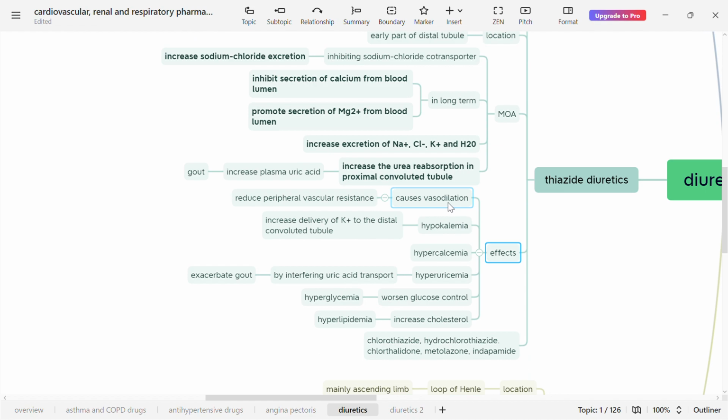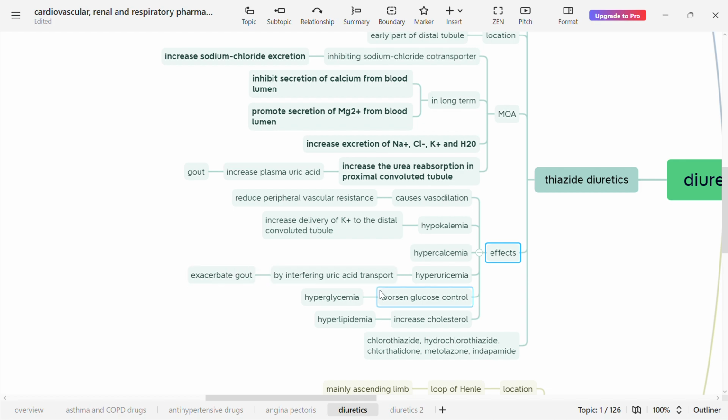First is vasodilation, because it reduces peripheral vascular resistance. The next one is hypokalemia, because of the excretion of potassium ion here. Next is hypercalcemia, an increase in the calcium level in our plasma, because it inhibits secretion from the blood in the long term. And hyperuricemia. Hyperuricemia is because of increased urea reabsorption in the proximal convoluted tubule, which further increases plasma uric acid and ultimately causes gout, or exacerbates it.